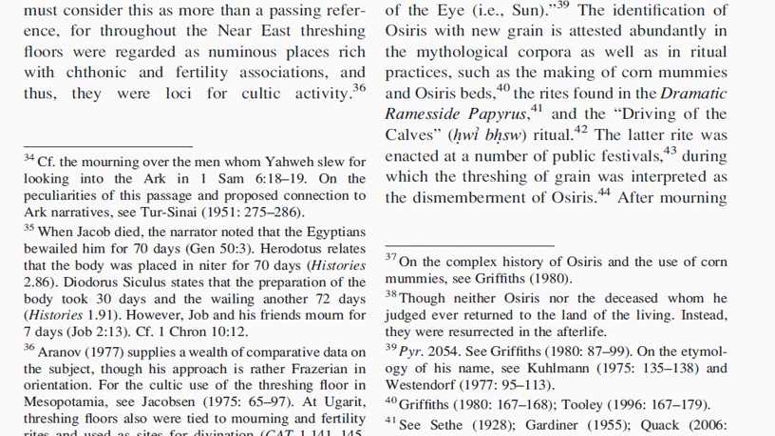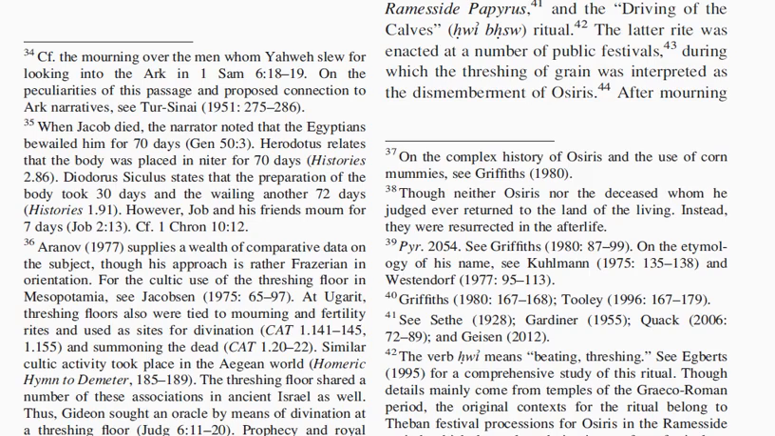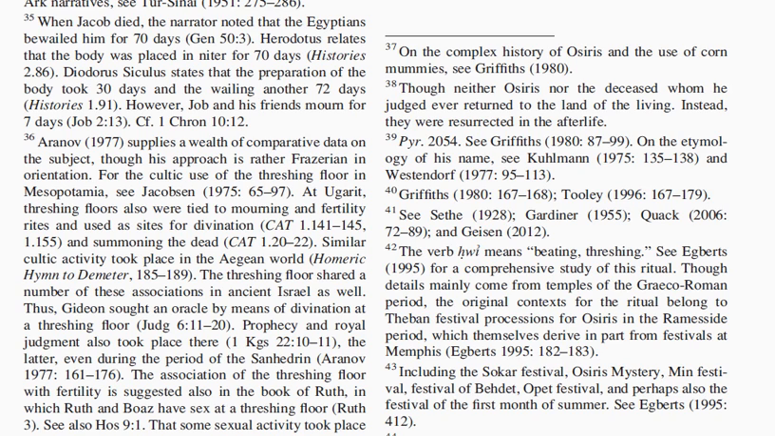The identification of Osiris with new grain is attested abundantly in the mythological corpora, as well as in ritual practices such as the making of corn mummies and Osiris beds. The rites found in the dramatic Ramesseum papyrus and the driving of the calves ritual. Footnote. The verb means beating, threshing. See Egberts, 1995, for a comprehensive study of this ritual.